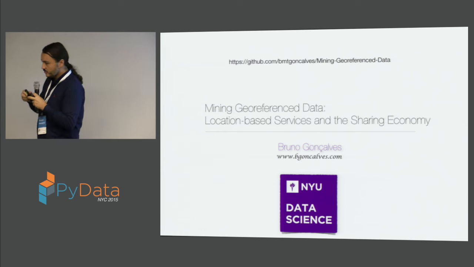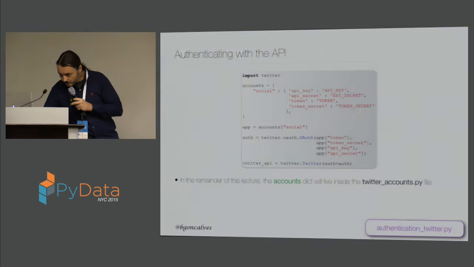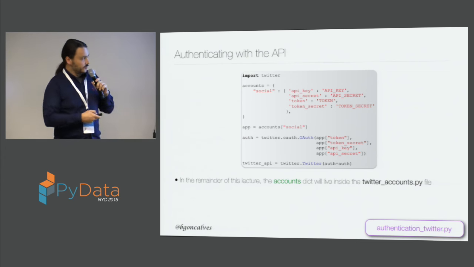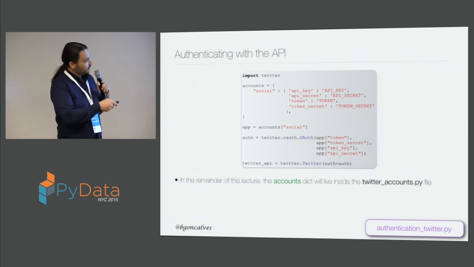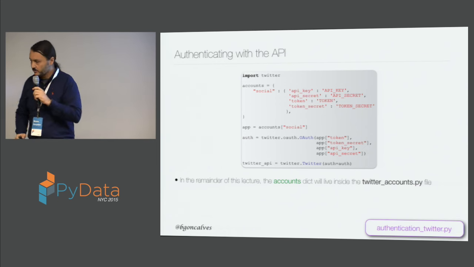Now let's jump forward to where we were. So this is the basic structure of how you authenticate, right? You need the four magic numbers that you can always put in this order. And if you have a dictionary with different accounts associated with different names, and you just want to switch between accounts, it's very simple. You just switch the name you access from the dictionary there, and everything else works the same.